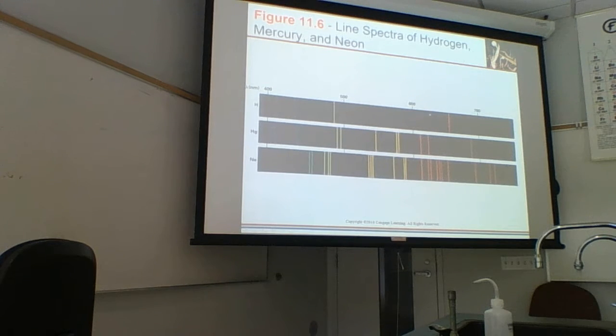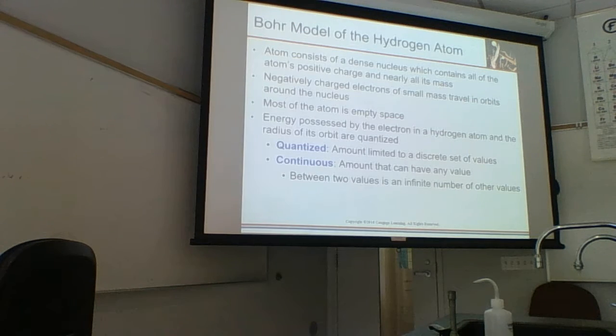This is hydrogen at the top, mercury in the middle, and neon at the bottom. Look at neon. It's complicated. So, can you come up with a hypothesis now? No, I can't either. So we need more observations. We can't come up with a hypothesis without some. Bohr came up with a hypothesis.